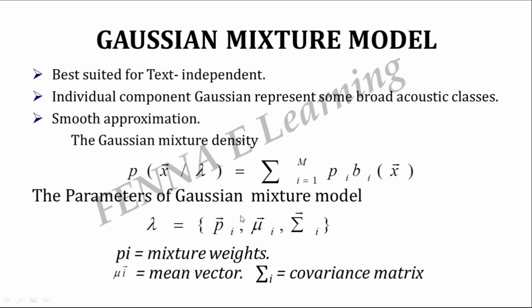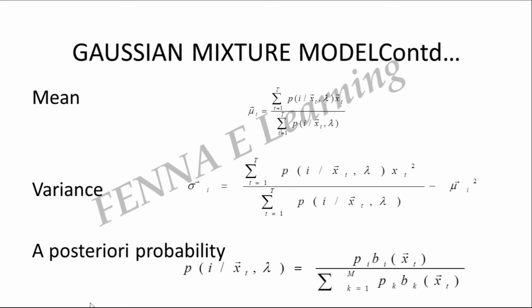The parameters of the Gaussian mixture model are lambda equals p i, mu i, sigma i. Here p i represents the mixture weights, mu i represents the mean vector, and sigma i represents the covariance matrix. All these parameters are derived using the formulas for mean, variance and posterior probability.